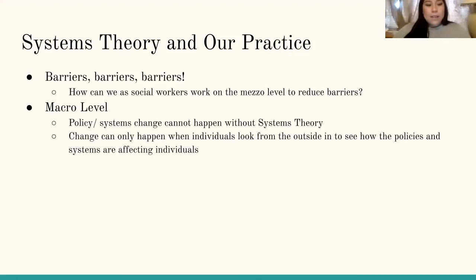Okay, and then for the macro level, policy and systems change cannot happen without systems theory. Change can only happen when individuals look from the outside in to see how the policies and systems are affecting the individual. So again, what Sarah and Kennedy were saying, just making sure that you're looking at every aspect of a person and not just focusing on one or the other, and recognizing that policy and culture and all this big macro level stuff do influence people in their lives, whether it's recognized or not.